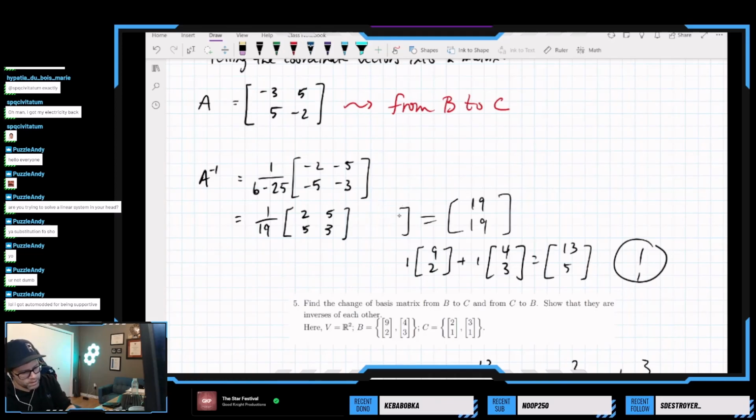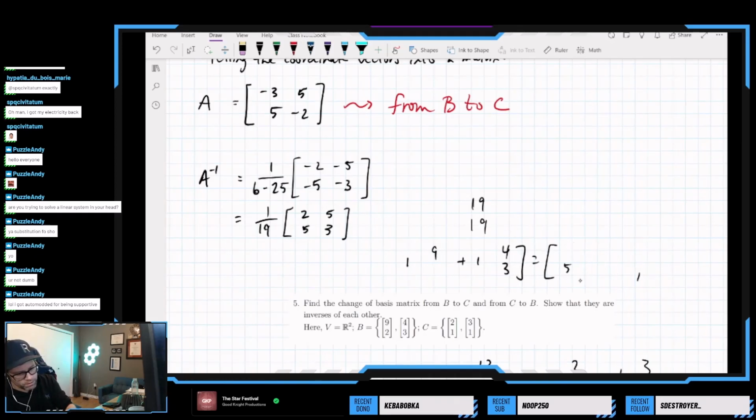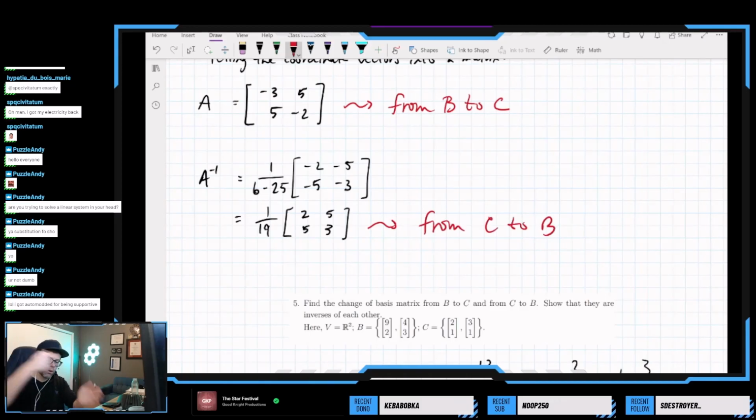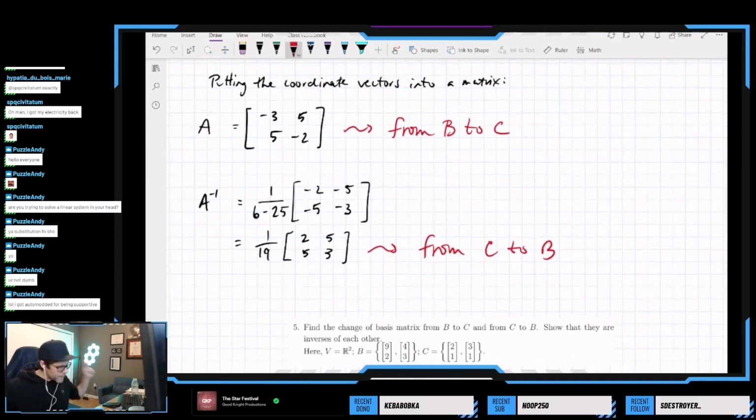And we did the same thing down here, and we found out that this matrix here, this A inverse, is going to be our matrix from C to B, because if we input a coordinate vector with regards to basis C, my output is a coordinate vector with regards to basis B. Boom! There it is.